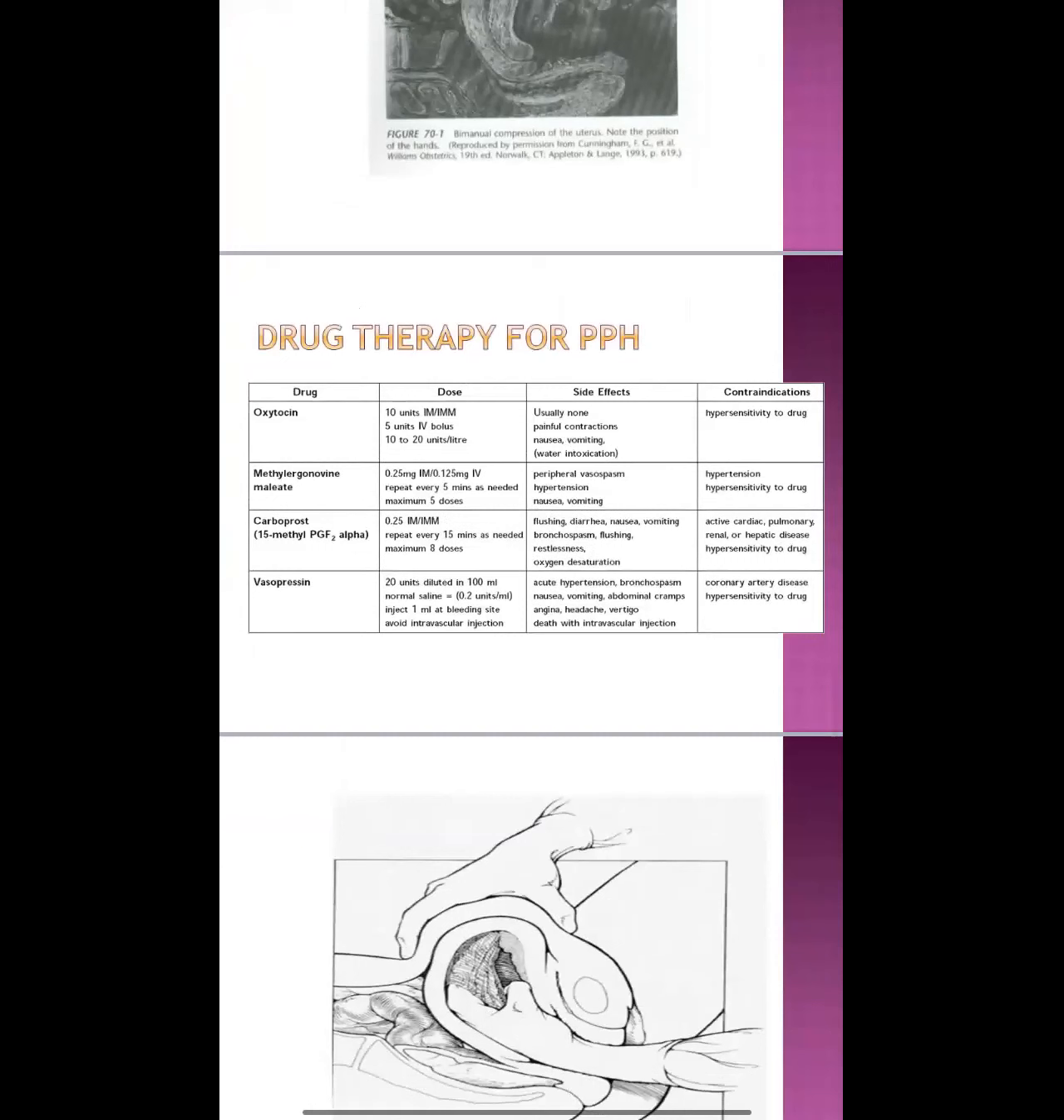Okay. Next, we come to the drug therapy for PPH. Drugs come with doses and side effects, especially when they are contraindicated. Number 1, which is easily available, is oxytocin, routinely used: 10 units IM after delivery of the anterior shoulder of the baby, and in case of PPH, 5 units IV bolus, and then 10 to 20 units in 1 liter of normal saline, and then the patient continues.